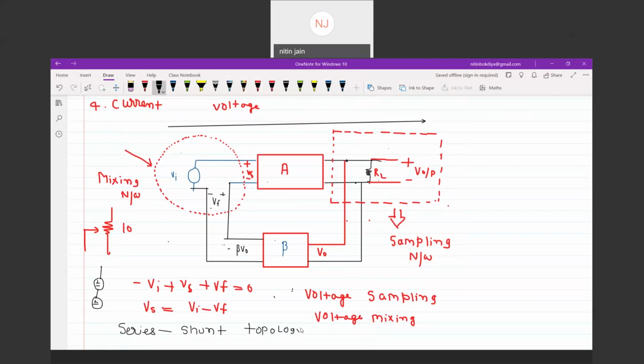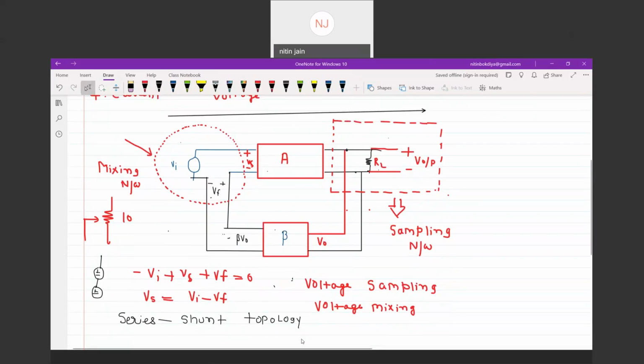The name of this topology is series shunt topology. And this is a voltage amplifier, of course.